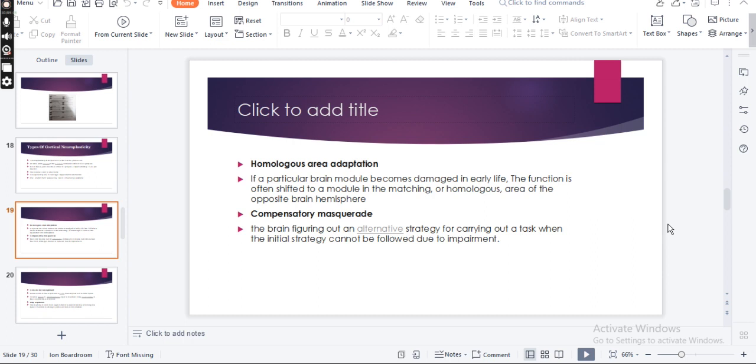What is compensatory masquerade? In compensatory masquerade, the brain figures out an alternative strategy for carrying out a task when the initial strategy cannot be followed due to impairment.